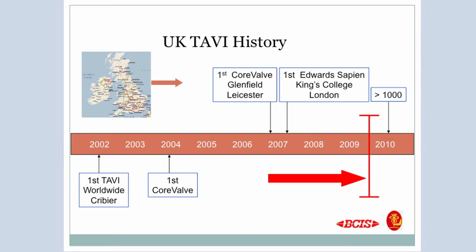The first transcatheter aortic valve was implanted in France by Alain Cribier. 5 years later, the first procedure was performed in the UK at Glenfield Hospital. By 2010, the UK had seen greater than 1,000 procedures performed.